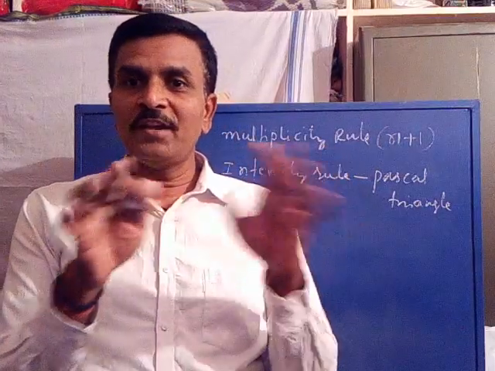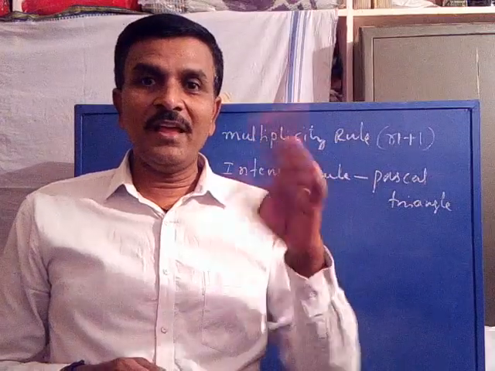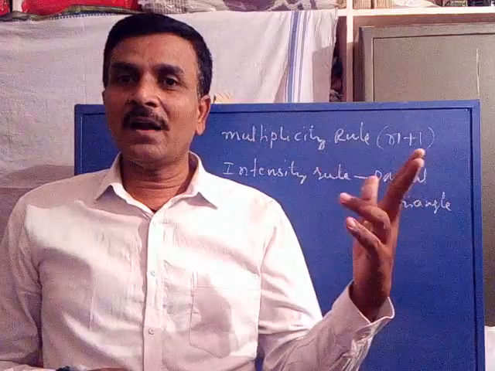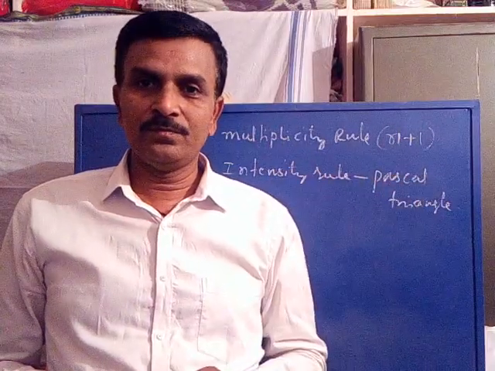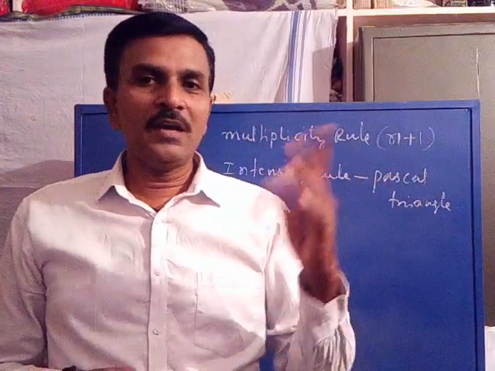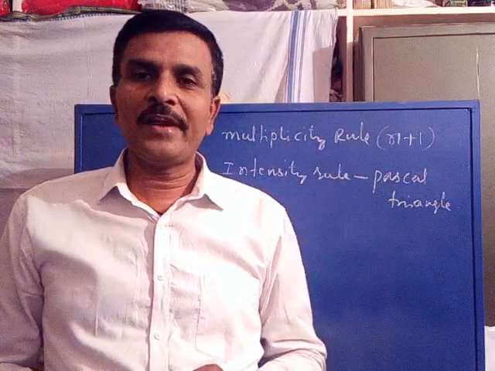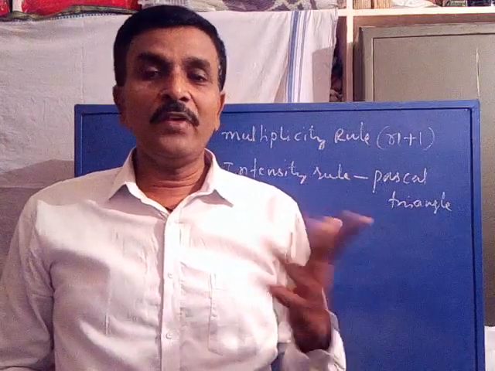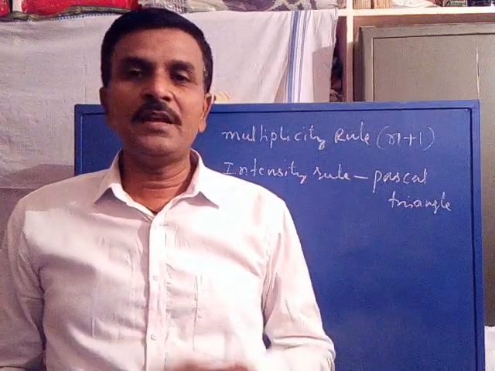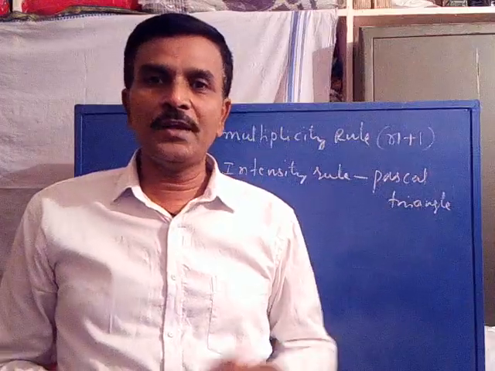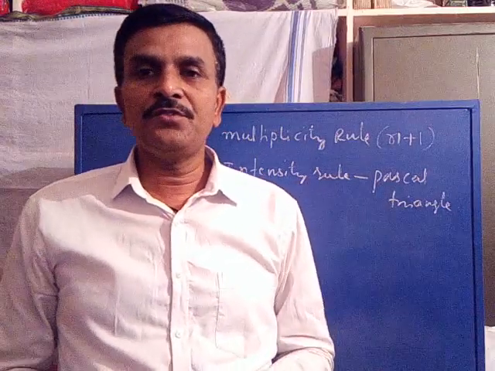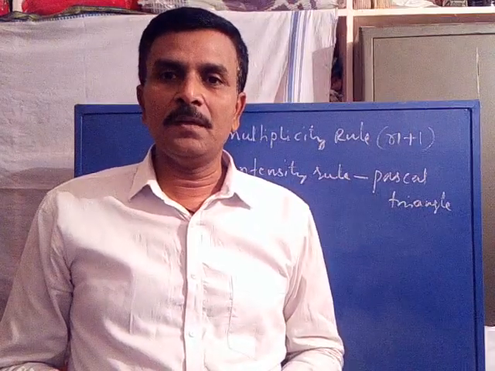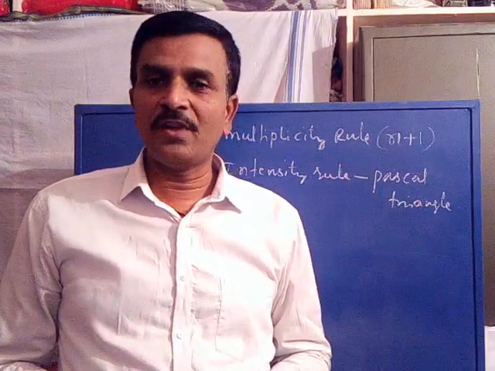Now the difference between first order and second order: in the first order, the signals appear according to the n plus 1 rule. A triplet appears with 3 lines, a doublet with 2 lines, a quartet with 4 lines. And the simple intensity rule is also applicable to first order, where the doublet appears with 1:1 intensity, the triplet with 1:2:1 intensity, the quartet with 1:3:3:1 intensity, and the quintet with 1:4:6:4:1 intensity. So both the rules are applicable to first order.